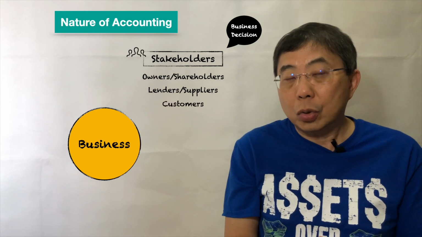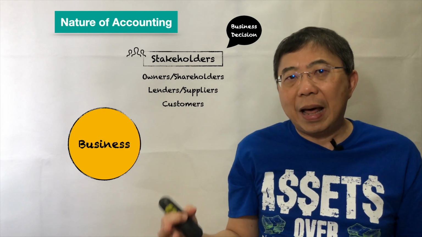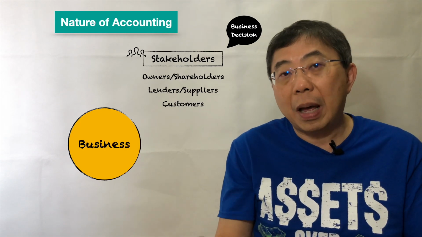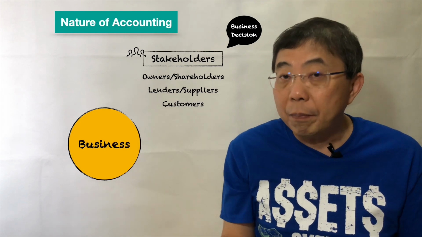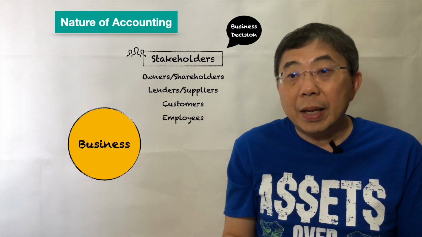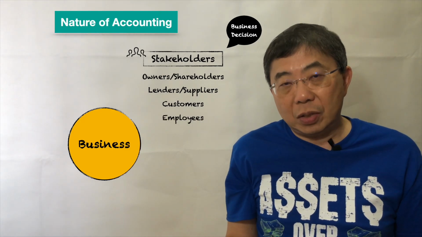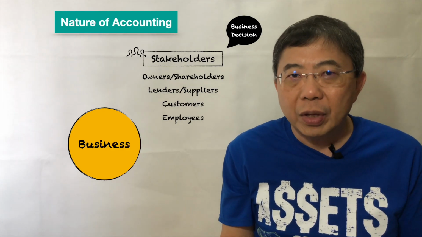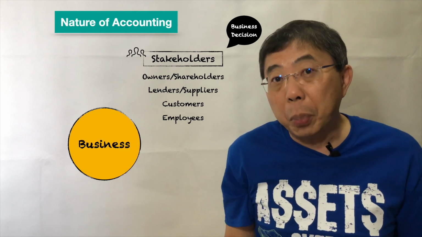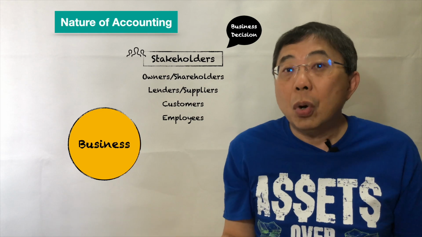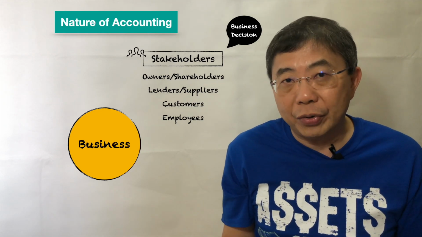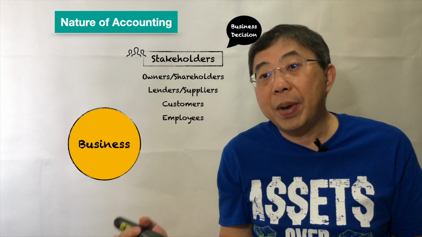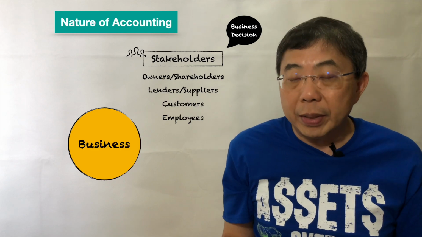Another group of stakeholders could be customers, especially if you have a large customer. They may want to know whether they can get consistent supply of products and services from the business or not. Another group of stakeholders could be employees of a particular business. Employees would certainly want to know the financial health and performance of their employer. They would want to know whether their employment is secure or not. They may also want to decide whether they should ask for more benefits if the company is performing well.